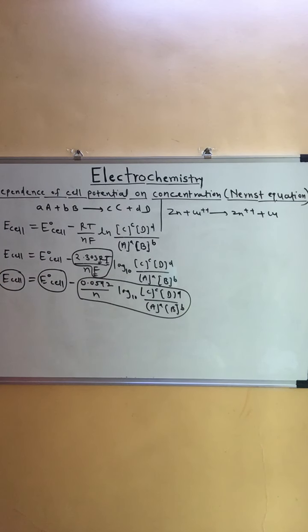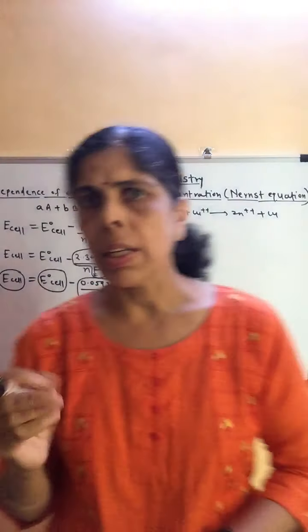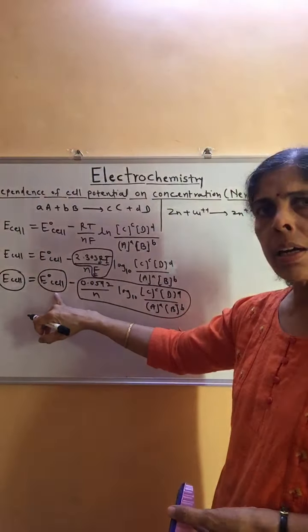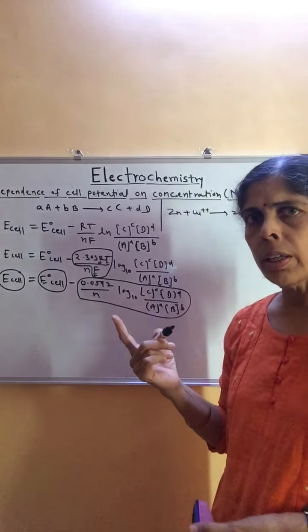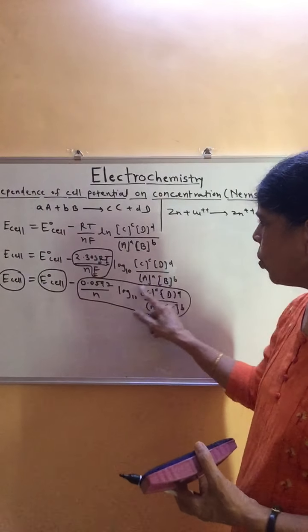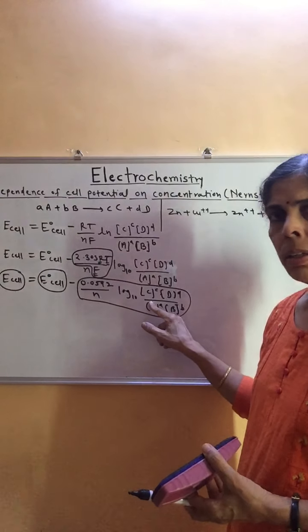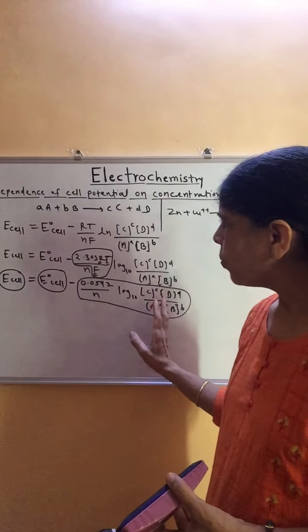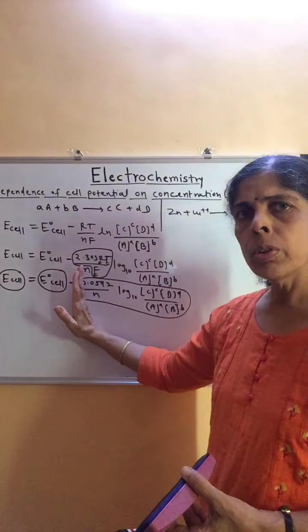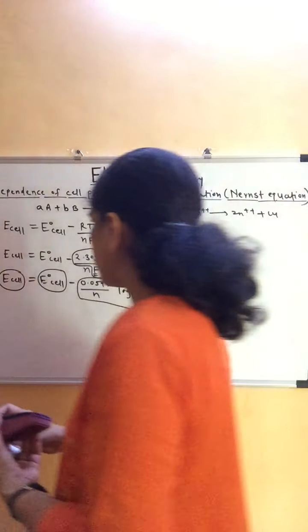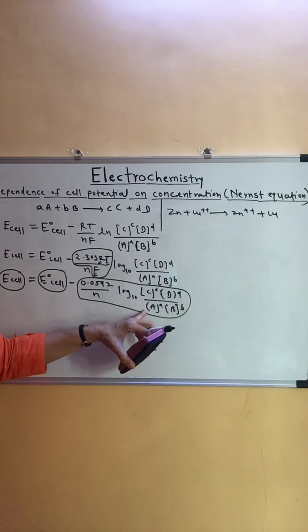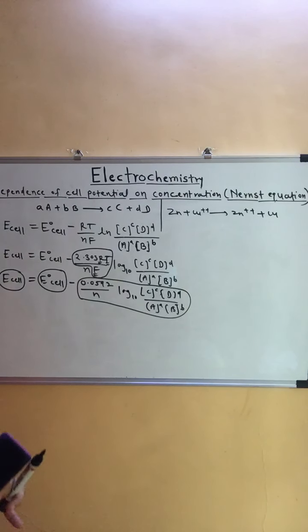When will E be equal to E naught, when the potential of the cell under non-standard conditions will be equal to the potential of the cell under standard conditions? See, if these concentrations are unity, or 1, what is going to happen? This whole term will be log of 1 to the base 10, that will be 0, isn't it? And therefore, E cell will be equal to E naught cell. So E cell will be equal to E naught cell when the concentrations of the reactants and products are unity.